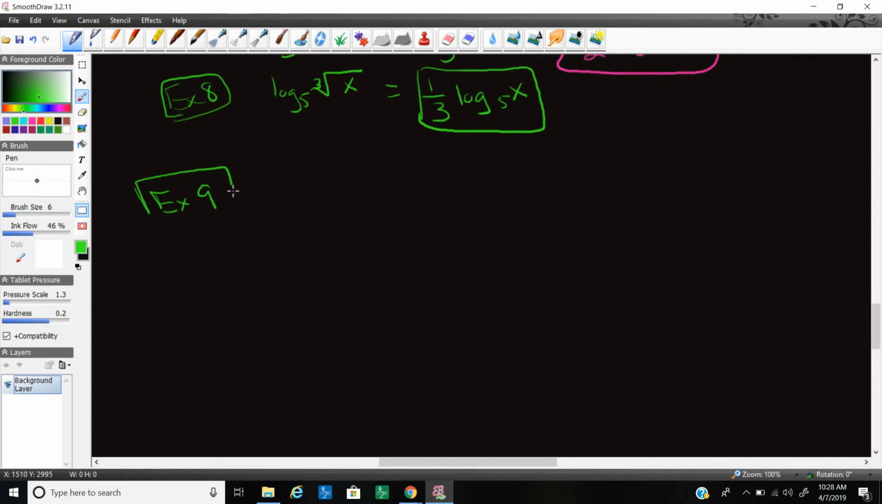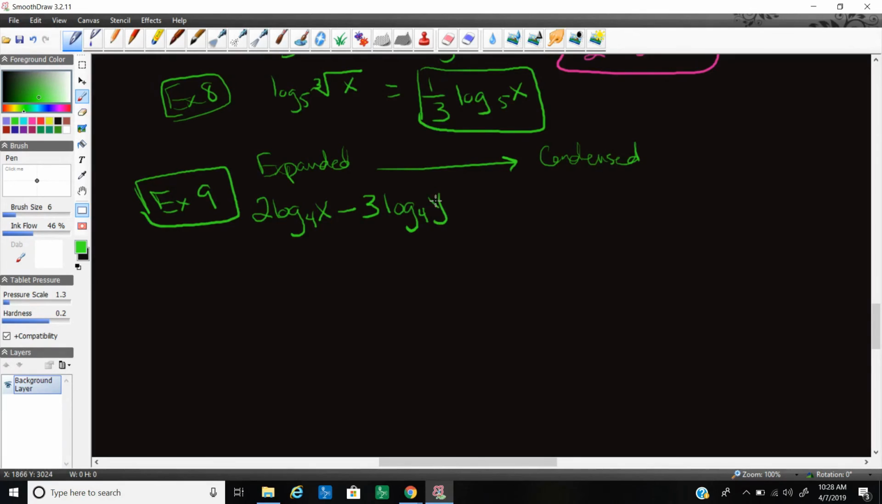And this time I'm going to do one that's backwards. I'm only going to do one because once you've done going one way, the other way is not too bad. So now we're going from expanded to condensed. So expanded form would look something like this: 2 log base 4 of x minus 3 log base 4 of y.